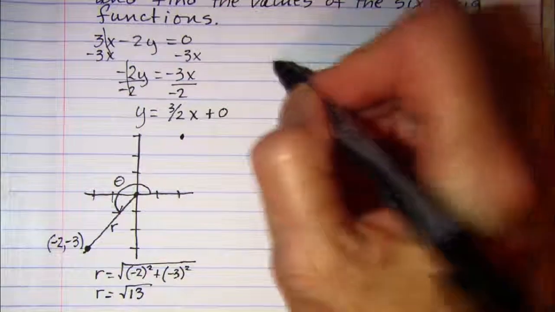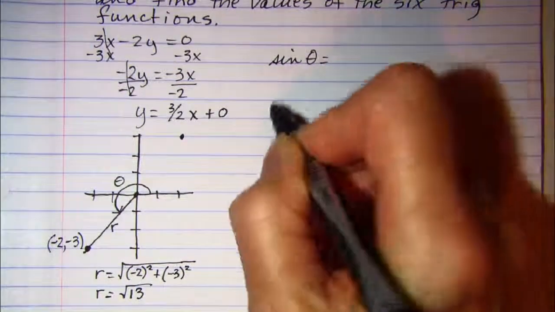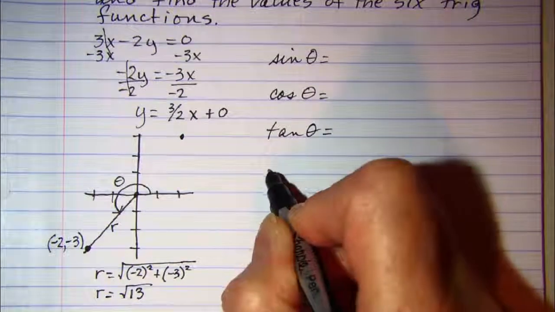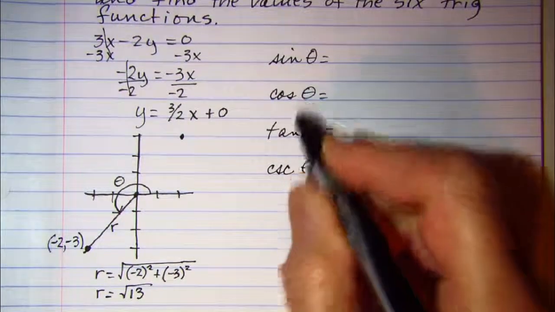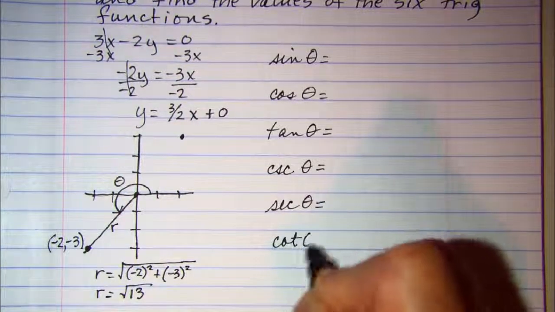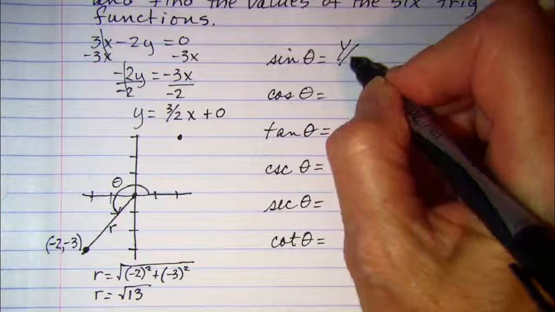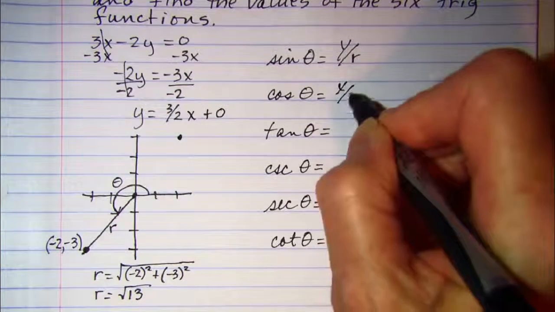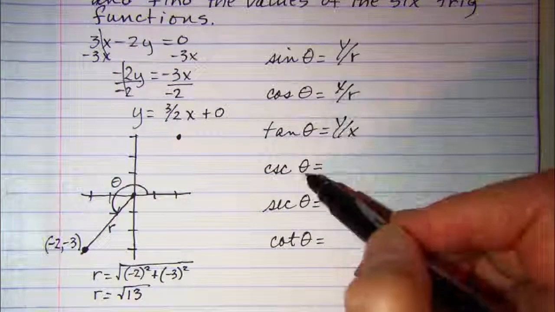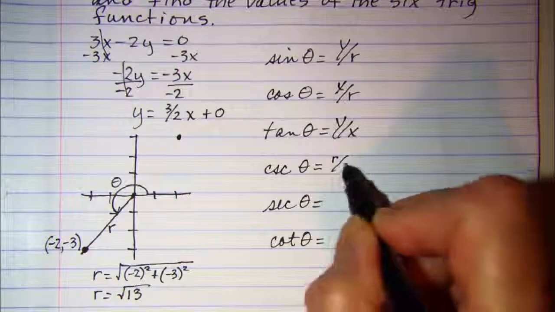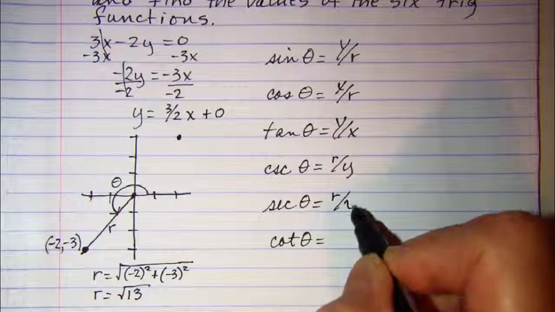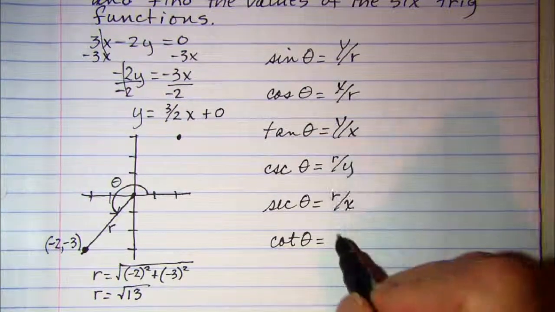Let me list my trig functions. Sine theta, cosine theta, tangent theta. The reciprocal of sine would be cosecant theta. The reciprocal of cosine is secant theta. And the reciprocal of tangent, cotangent theta. Sine is defined as y over r. Cosine is x over r. Tangent is y over x. Cosecant is the reciprocal of sine, so r over y. Secant is the reciprocal of cosine, so r over x. And cotangent is the reciprocal of tangent, so x over y.